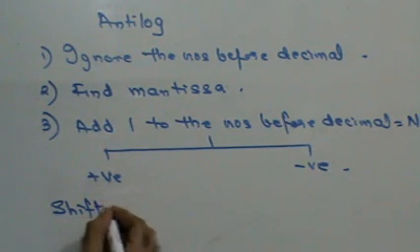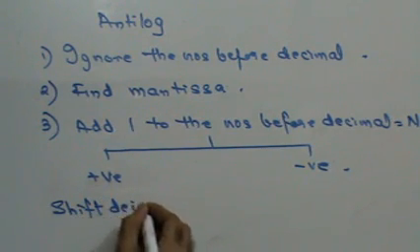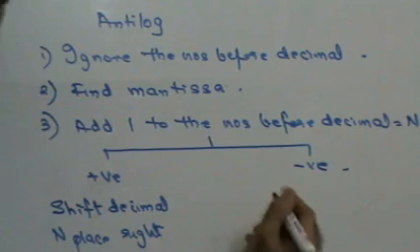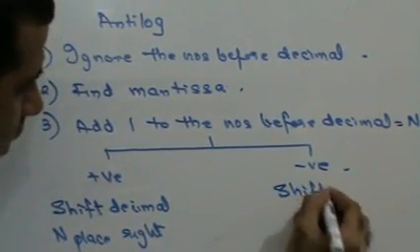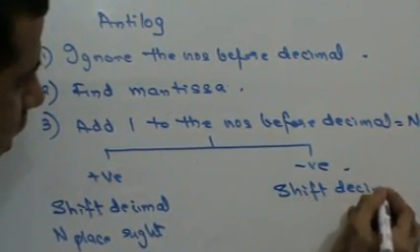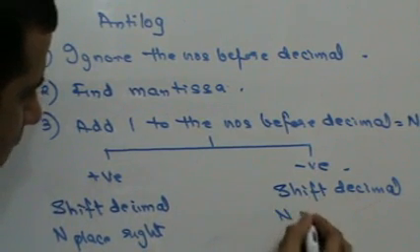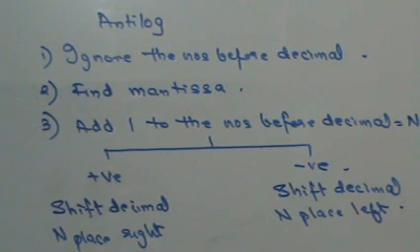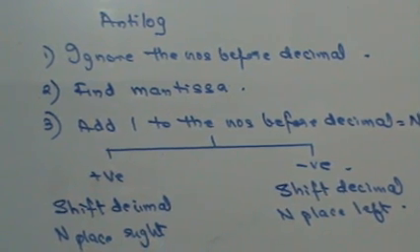If it is positive, then you shift the decimal n places right. And if it is negative, you shift the decimal n places left. Right? Now let's see how to find the anti-log of a number.